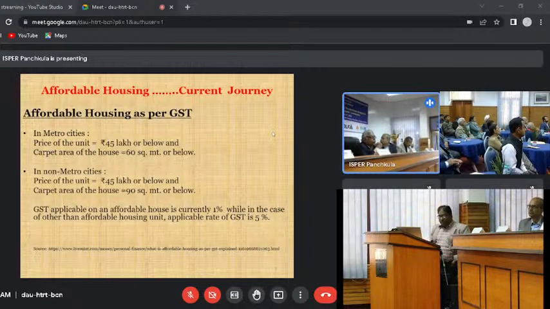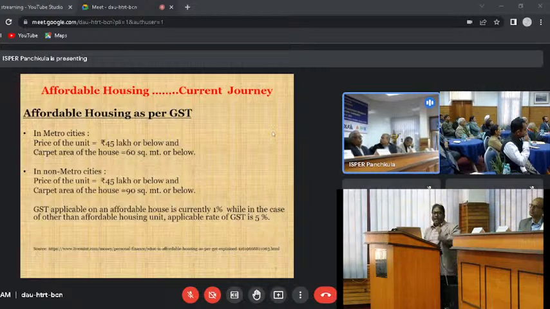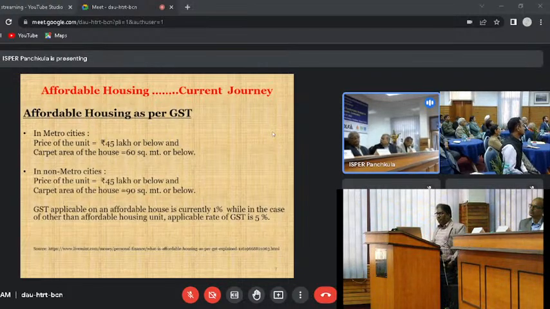As per the GST, what is affordable housing? In a metropolitan city, the price of the unit should be 15 lakhs and below, and the carpet area 60 square meters and below. But in a non-metro city, it should be 90 square meters and below. But the price they are keeping is almost the same. Now these are the new criteria in terms of GST.